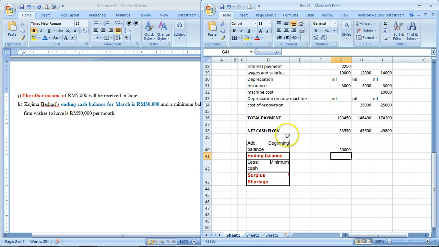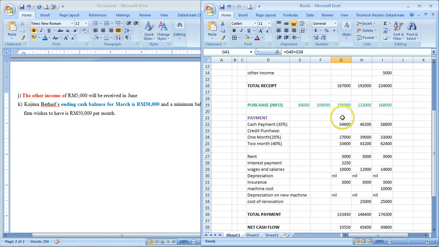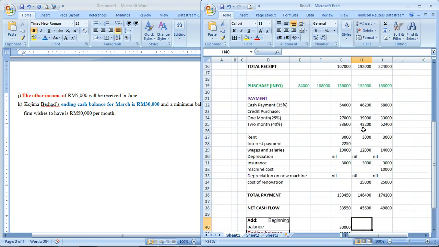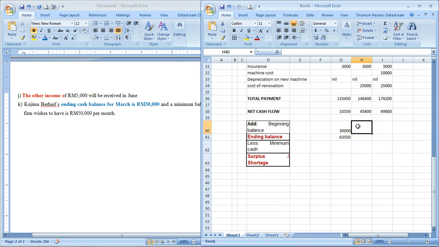Then you will get what? Net cash flow. You see this word? Add. Don't forget to add the beginning balance. So I will add 30,000 plus net cash flow, then you will get the answer. Now class, if I say this is ending balance for April, can I say this is also beginning balance for May as well? Yes, correct. So you write back 3550.